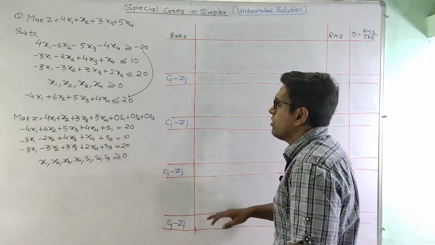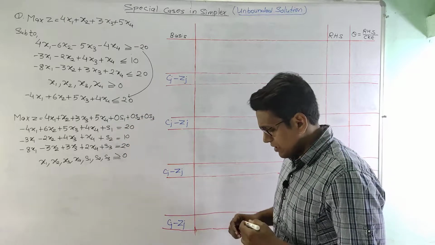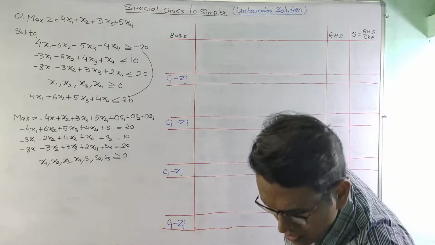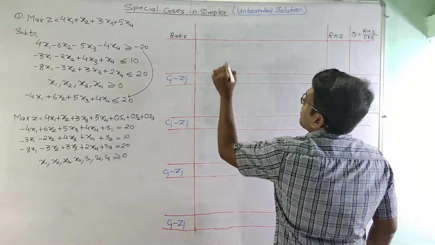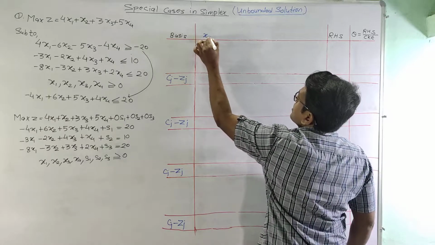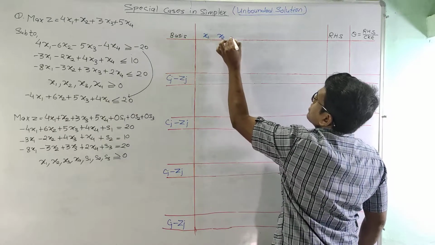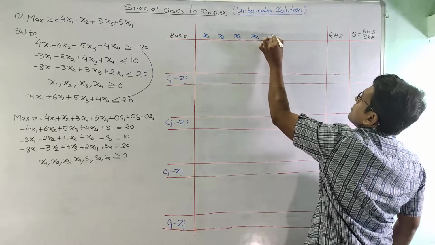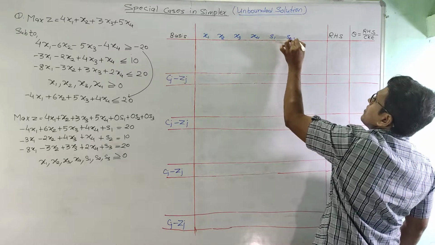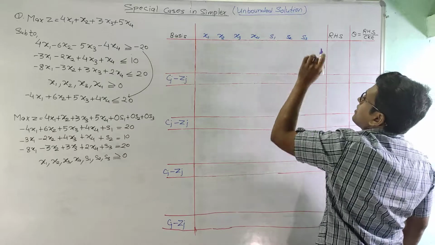Okay, so now let us start solving and write the initial basic feasible solution. So we have the variables as x1, x2, x3, x4, s1, s2 and s3.